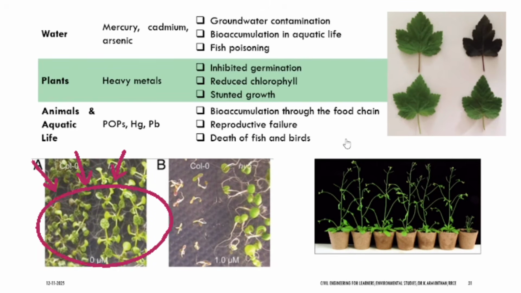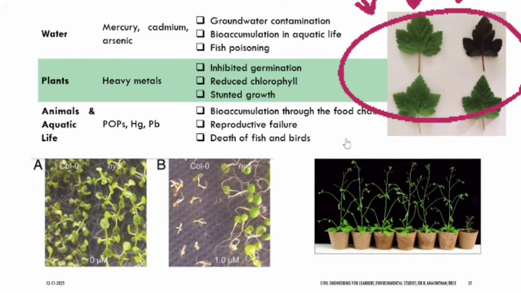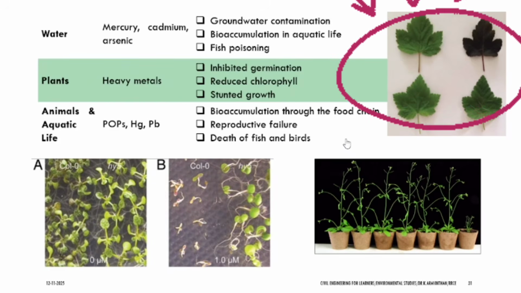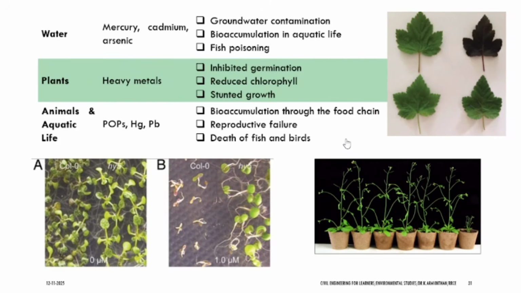Next thing, reduced chlorophyll. The metals will reduce chlorophyll. What do you mean by chlorophyll? It is the green pigment in a plant. The same leaf is taken from different places. You can see the greenness is reduced. Sir, why is the plant's color reducing like this? Because of this contamination, reduced chlorophyll. The plant cannot absorb food from the sun. So this is one example.